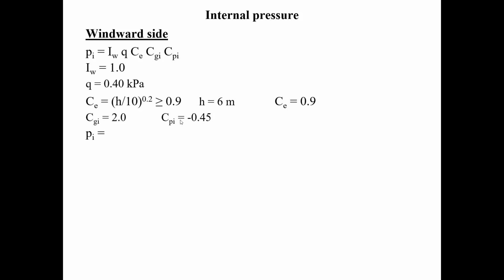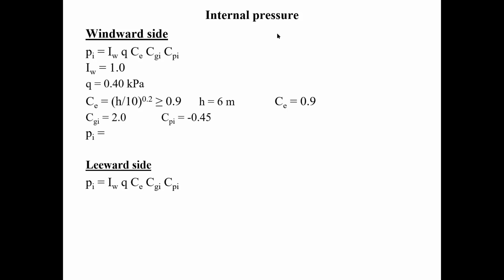Now you take these values and calculate the internal pressure on the windward side. Then on the leeward side you do the same thing, except this stays the same but this value changes slightly. And of course, this will become a positive value because it's pushing on the wall.